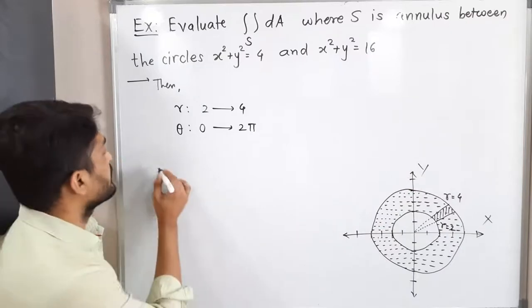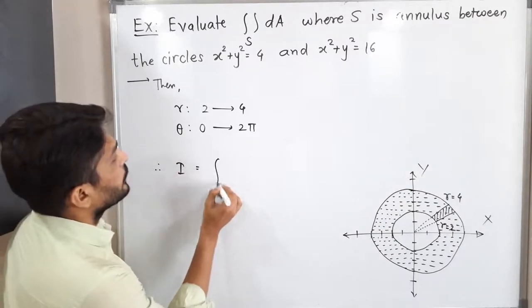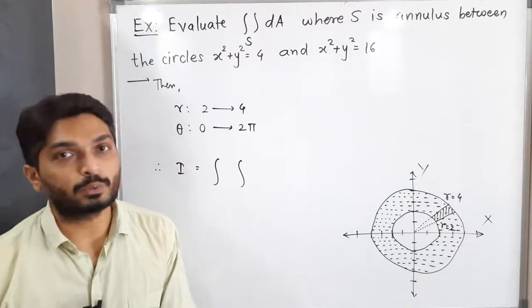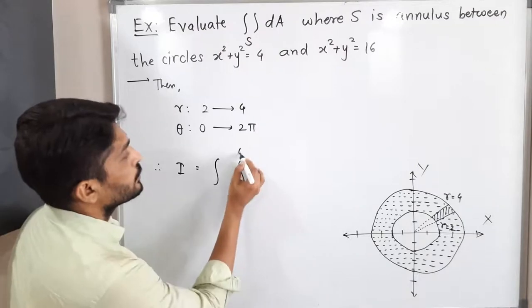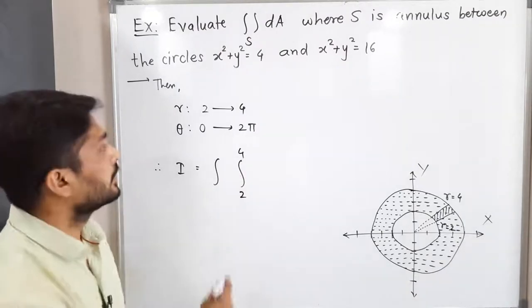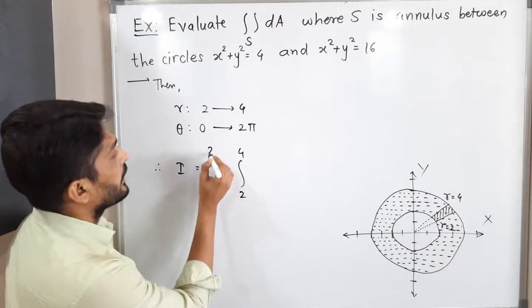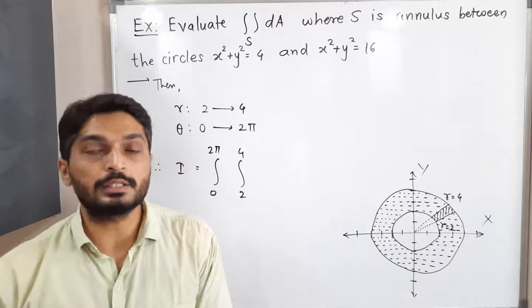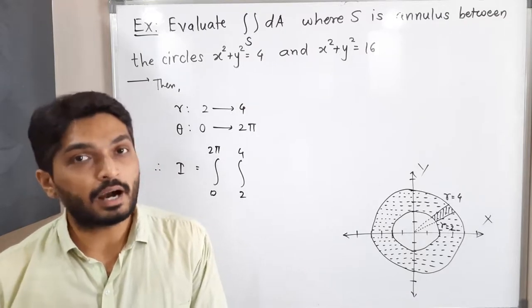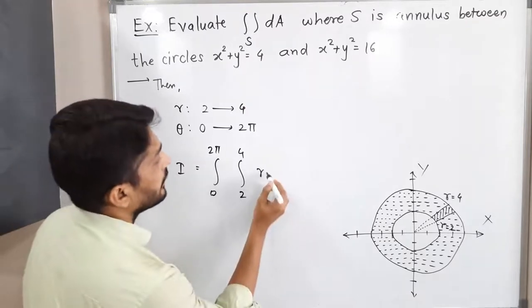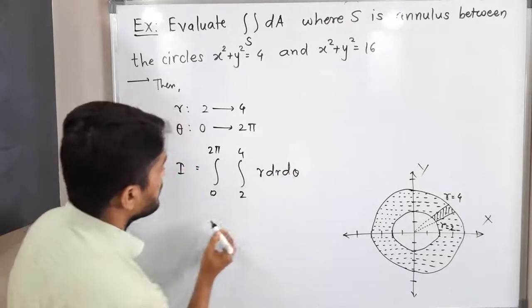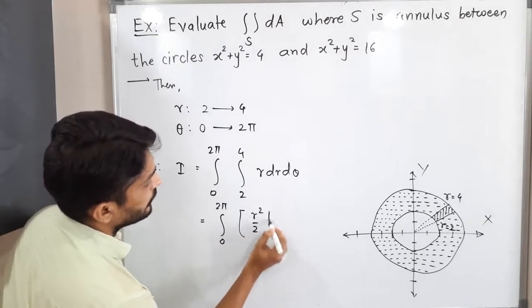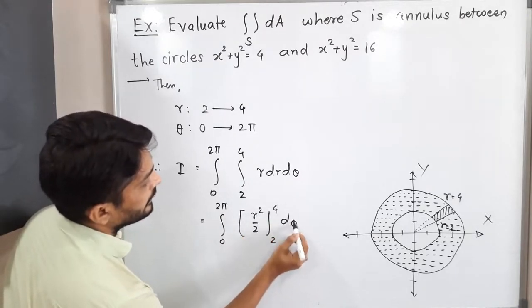So we have the limits, and therefore let us write I is equal to. When we convert a problem into polar coordinates, the inner integration is with respect to r, so the limits of r are 2 to 4, and the outer integration is with respect to theta, from 0 to 2 pi. dA means dx dy, and in polar coordinates we replace dx dy by r dr d theta. Let us integrate: the integration of r is r square by 2, from 2 to 4, d theta.